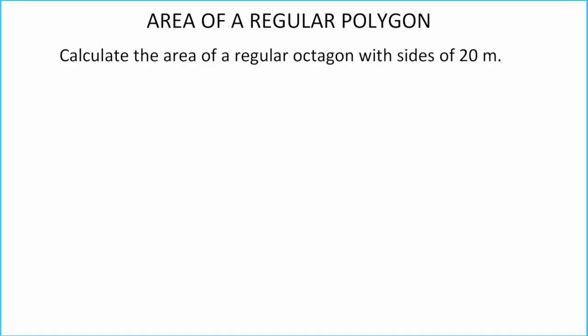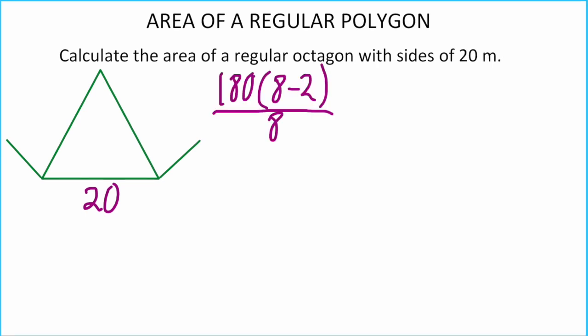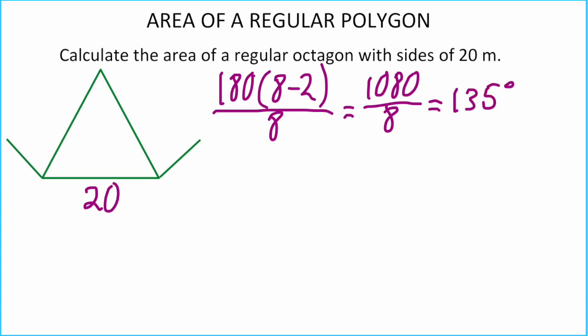All right, first practice problem. Go ahead and pause the video and go through your 5 steps to get your answer. All right, so you could draw a little picture of your triangle. We've got 180 times 8 minus 2 divided by 8. So that would give us 135 degrees for our interior angle, which we divide by 2 and get 67.5.